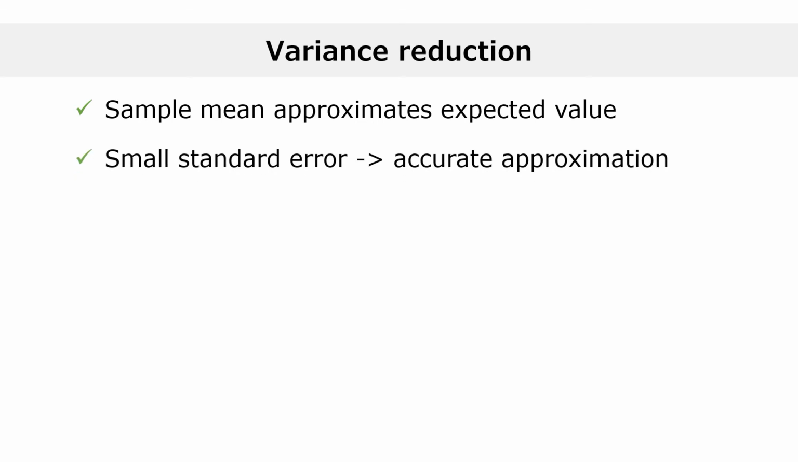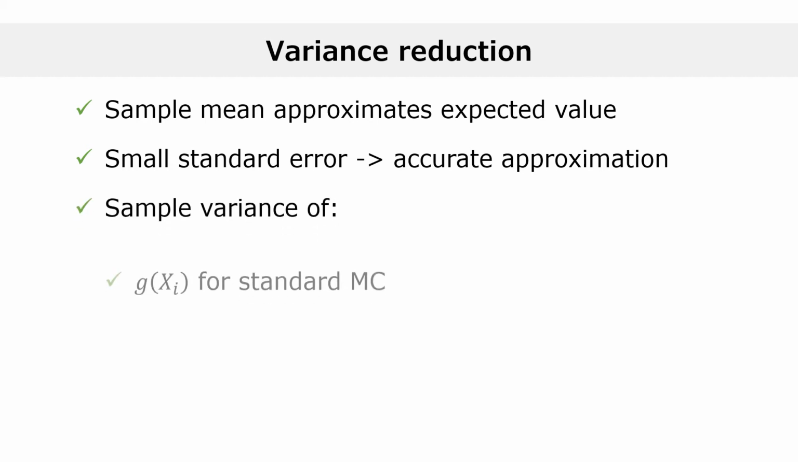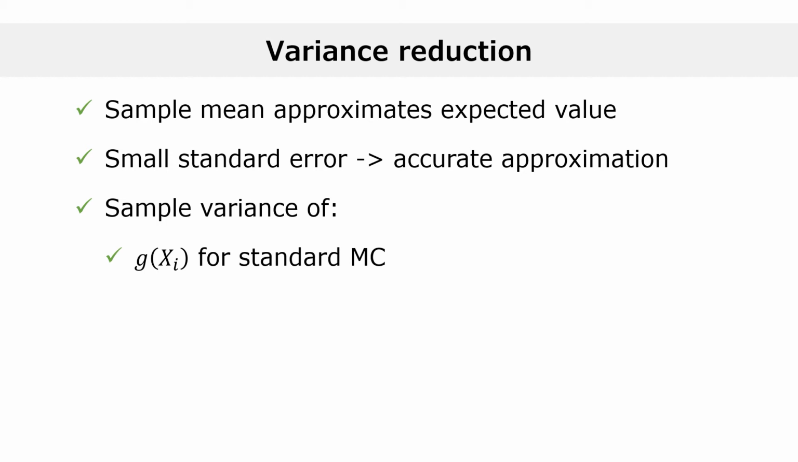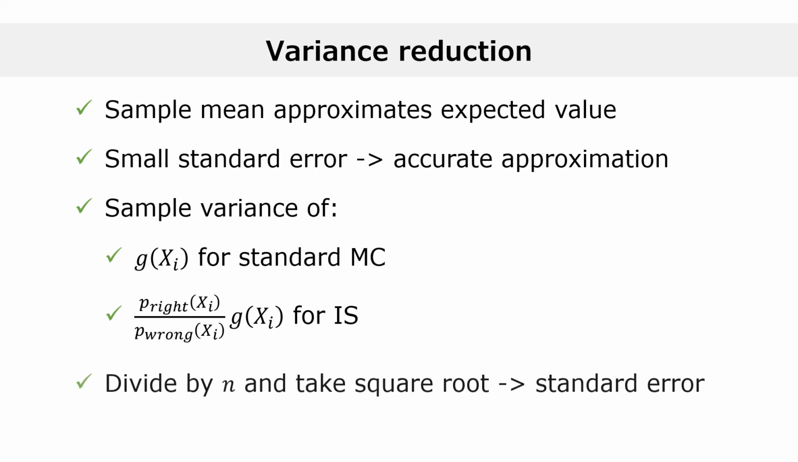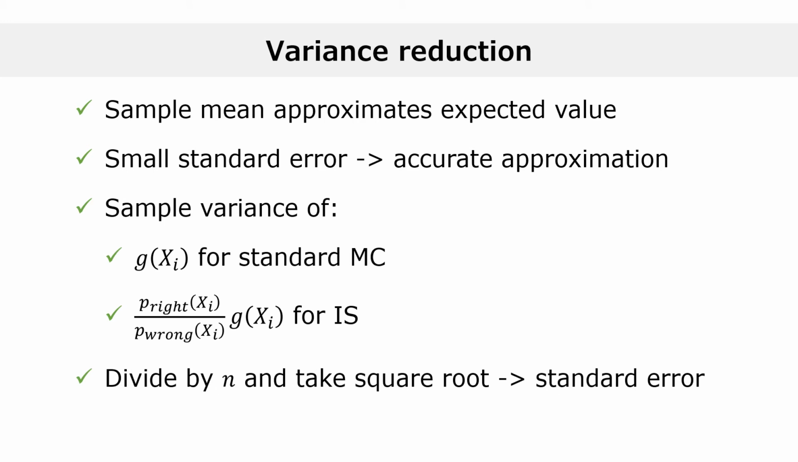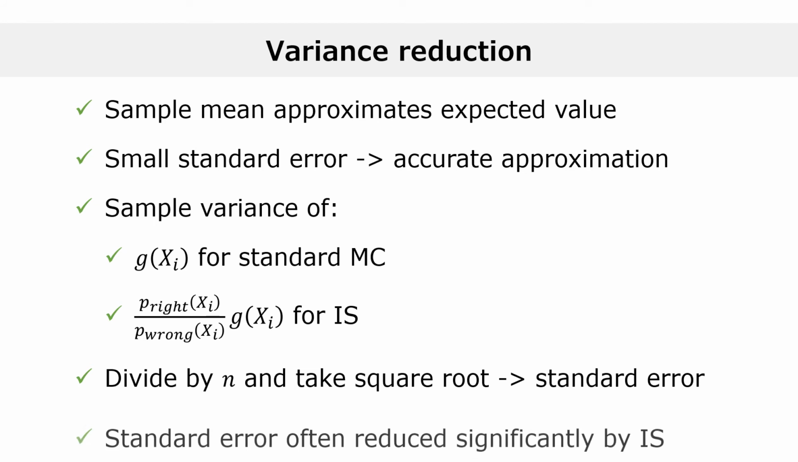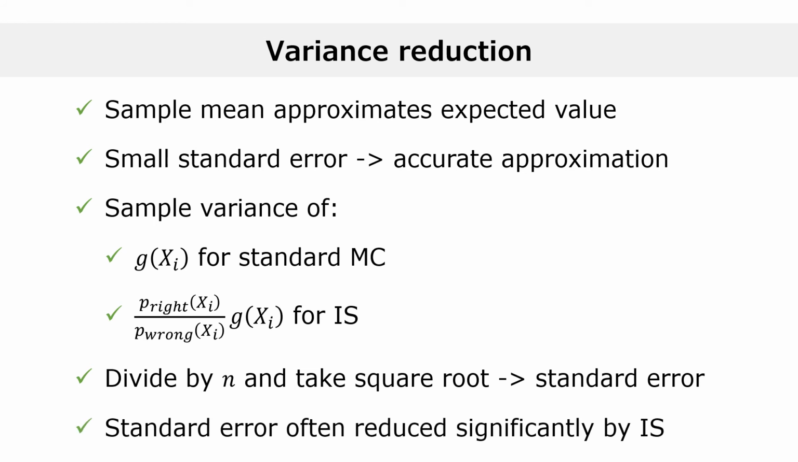To compute the standard error of a standard Monte Carlo simulation, we need to work out the sample variance of g of x, while in an importance sampling simulation we calculate the sample variance of g of x weighted by the ratio of probabilities. Once we have computed the sample variance, we divide it by the number of draws and we take the square root. The result is the so-called standard error, which provides a measure of the accuracy of the Monte Carlo simulation. It turns out that we can often reduce the standard error significantly by using the importance sampling technique.